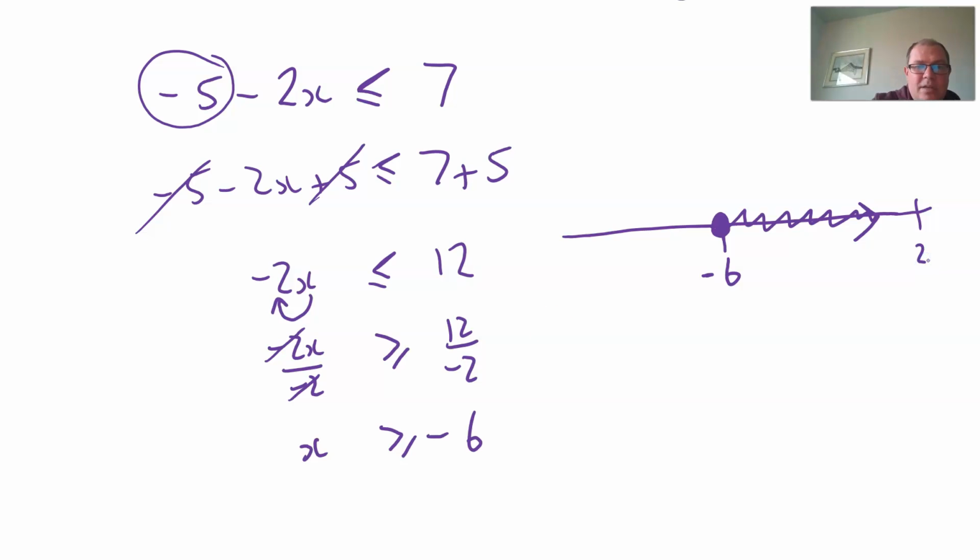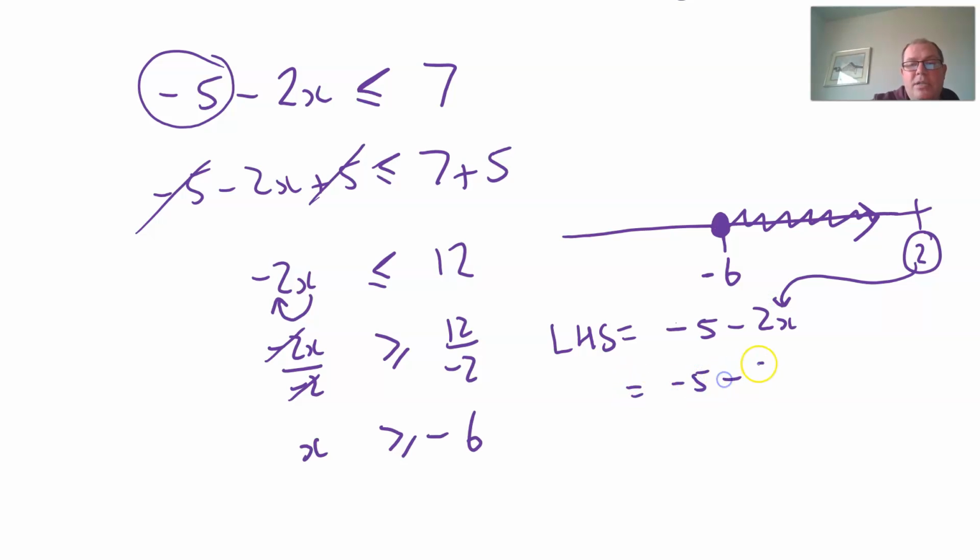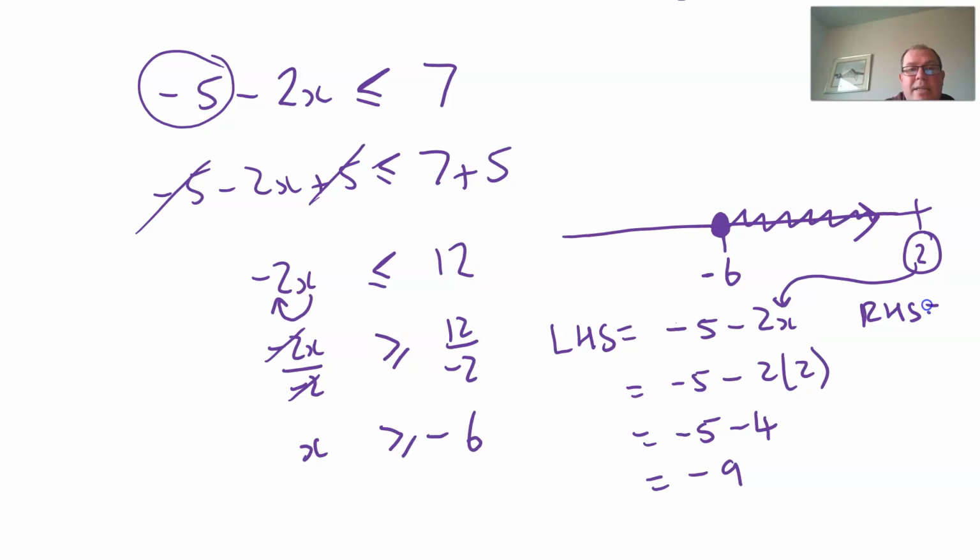Let's choose that. So let's have a look at the left-hand side, which is minus 5 minus 2x, and let's throw the number 2 in for x. So I've got minus 5 minus 2 times 2. Minus 2 times 2 is minus 4. So I've got minus 5 minus 4, which is minus 9. Let's have a look at the right-hand side. The right-hand side is always 7.